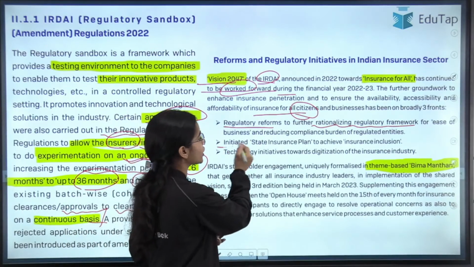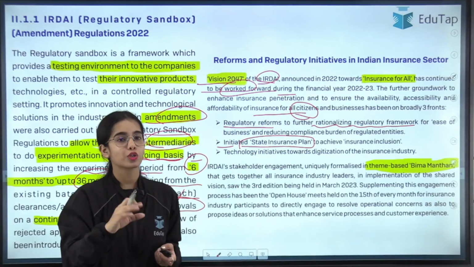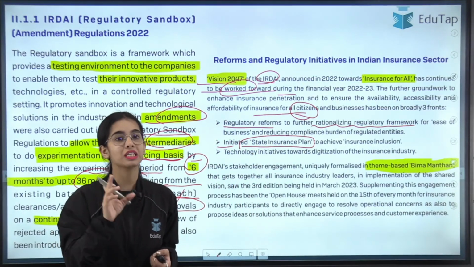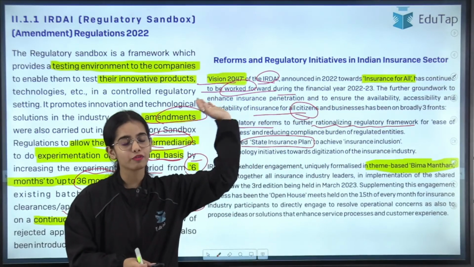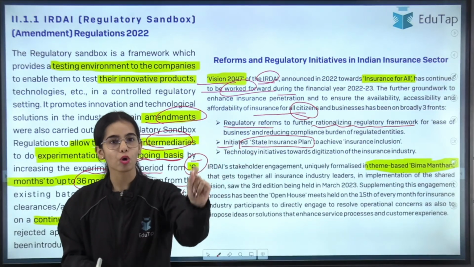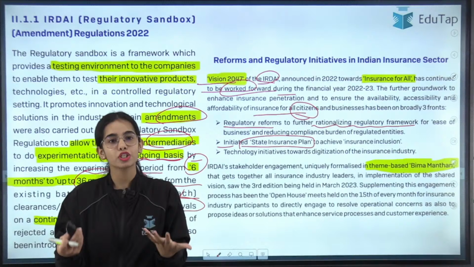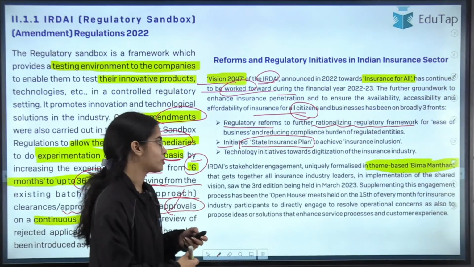Next is the initiated state insurance plan that we are going to understand in the coming slide. There is a state insurance plan that has been created for insurance for all under Vision 2047. To achieve the Vision 2047, to achieve the insurance for all vision, this state insurance plan has been created. That is a very thorough plan that we are going to discuss.